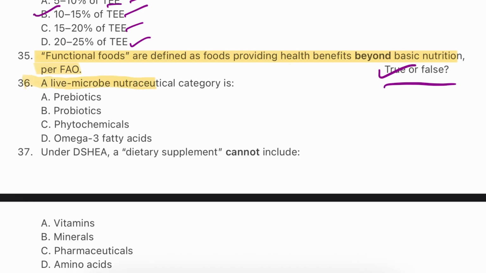Question number 36. A live microbe nutraceutical category is prebiotic, probiotic, phytochemicals, or omega-3 fatty acids. The answer will be probiotics. Probiotics are the live bacteria which help in gut microbiota.